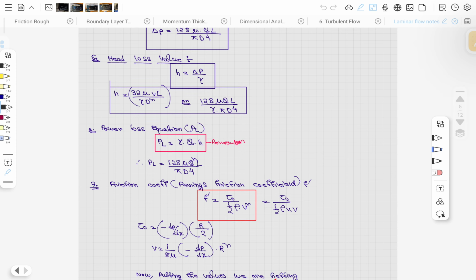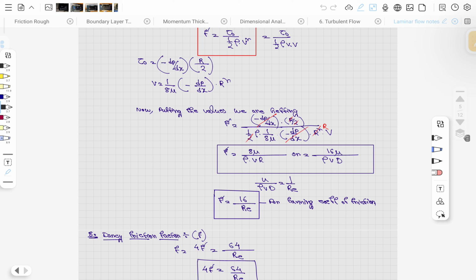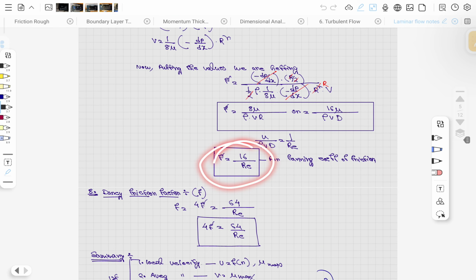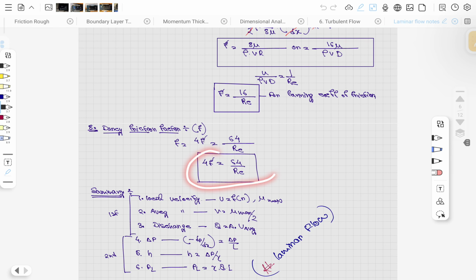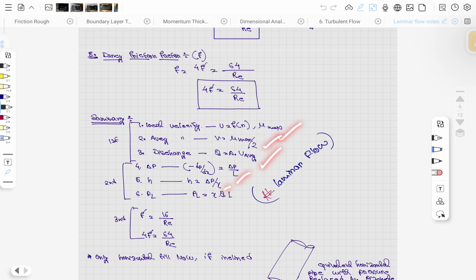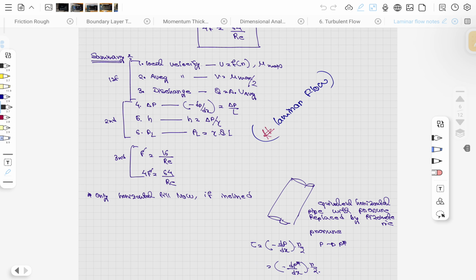Friction coefficient, you know that tau 0 by half rho v square. From there we can get everything. Friction coefficient, Fanning friction, so that is f dash equal to 64 by Re, and 4f dash equal to 64 by Re. So local velocity, average velocity, discharge, dp by dx, p by lambda, and rho Q l. Fanning friction is 64 by Re, 4f dash by 64. So only horizontal pipe. Equivalent horizontal pressure, that minus tau equal to dp by dx r by 2 we can say. Okay, so 50% done, 50% rest we will do.